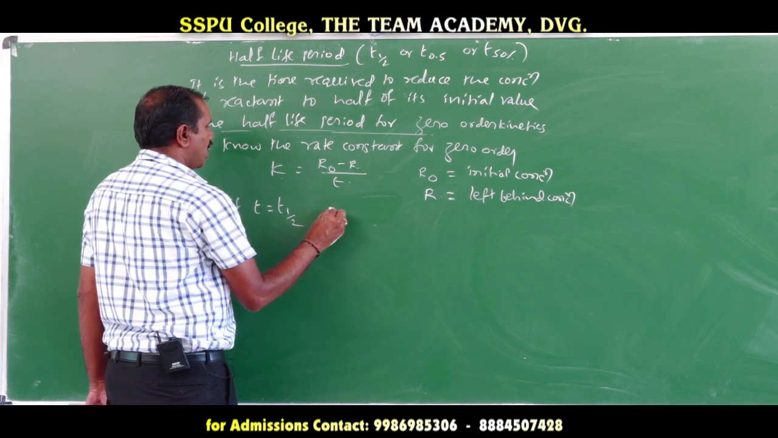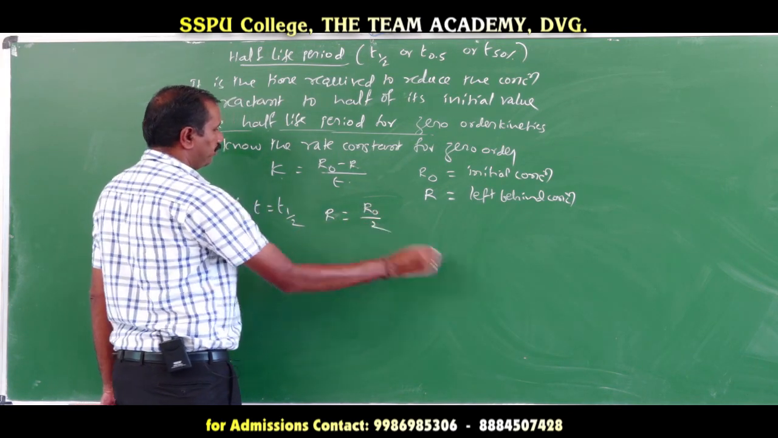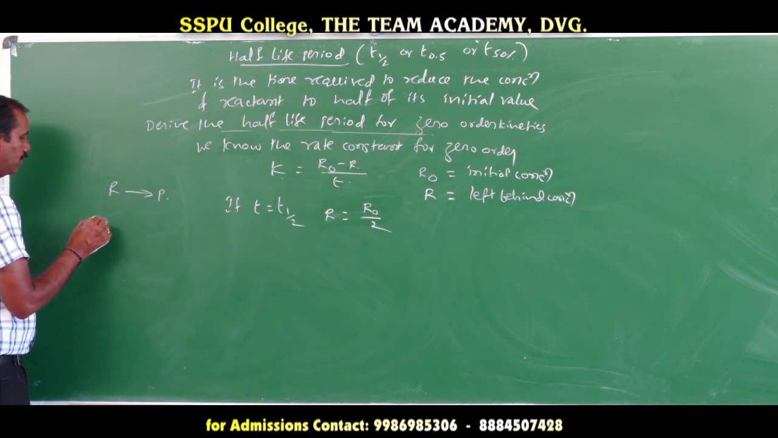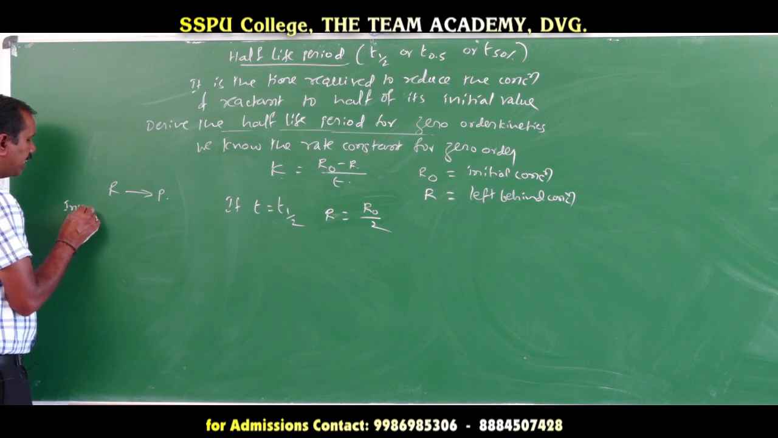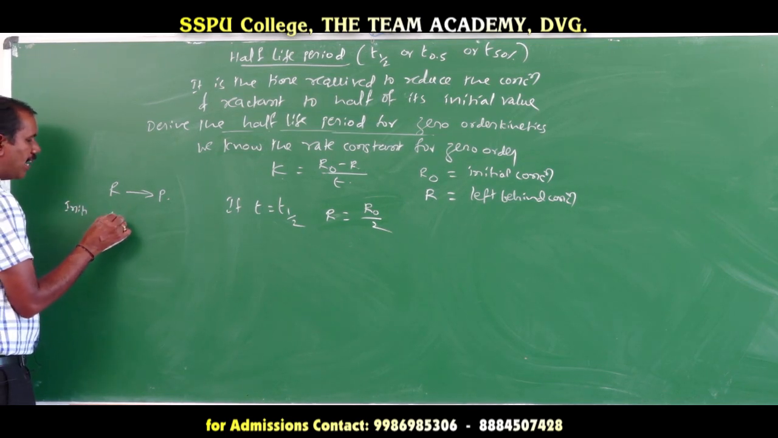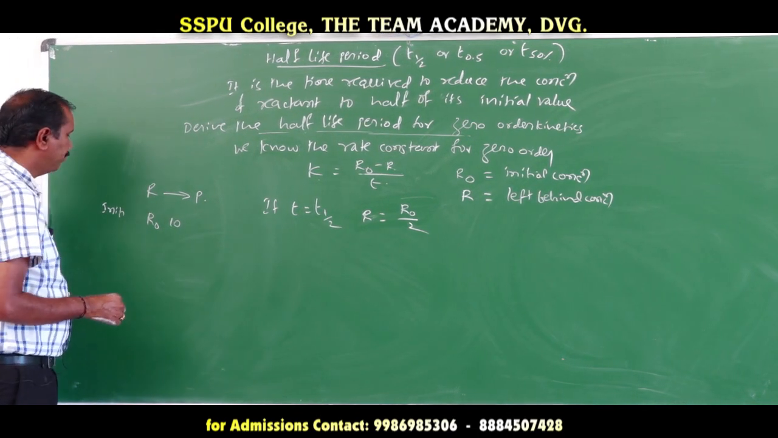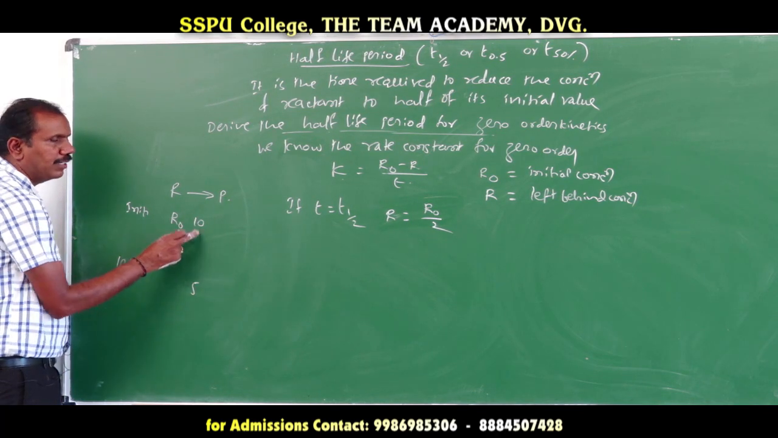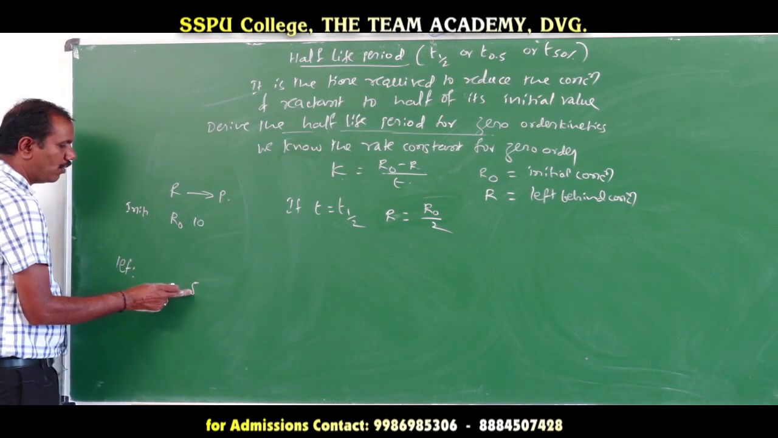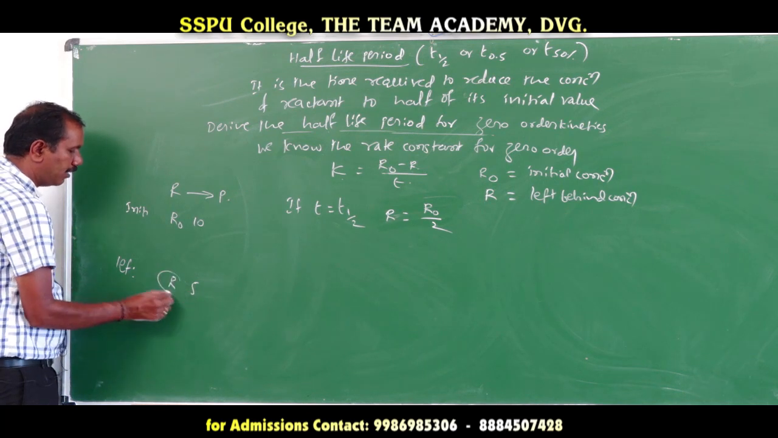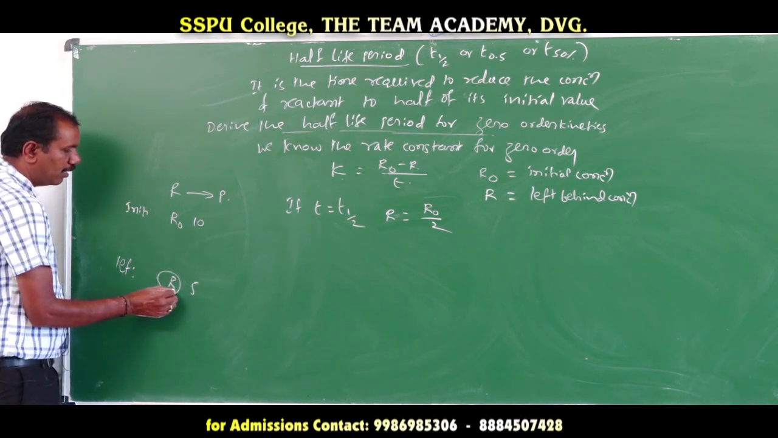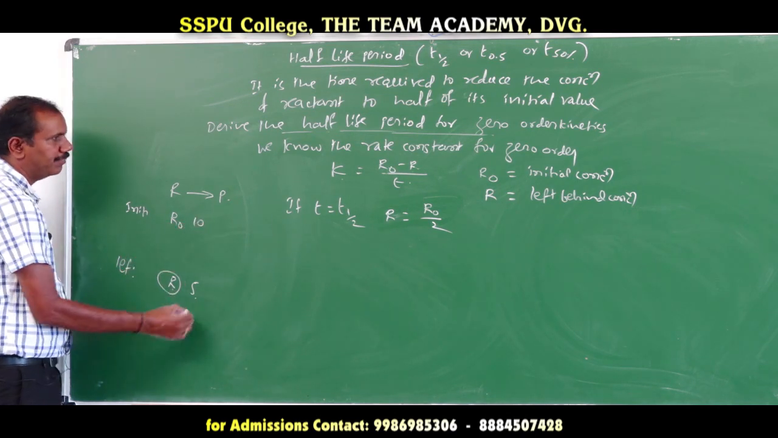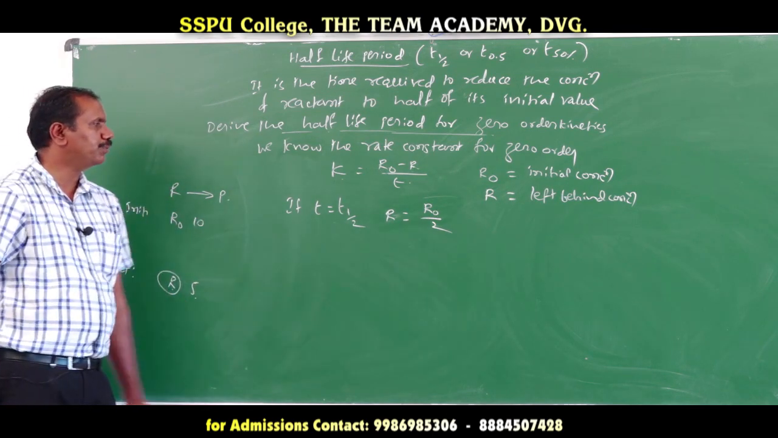So, the R value we may write as R naught by 2. Why? If reactant is there, it can be converted to product. So, the initial concentration when time is 0, R naught, if it is 10, the left behind concentration may be 5. How do we reduce the concentration of reactant to half of its value? To 5. That is R. So, what is the value of R? R value is R naught by 2. R naught is 10, 10 by 2 means 5. The value of R is equal to R naught by 2.